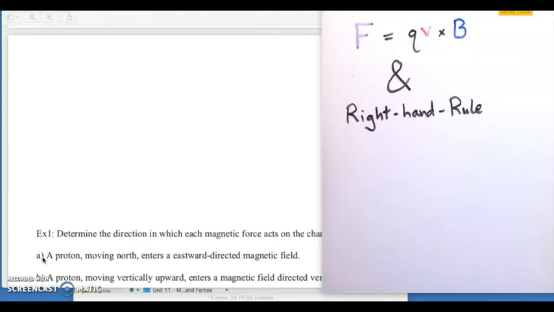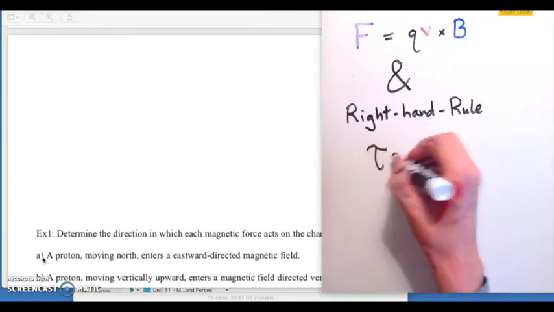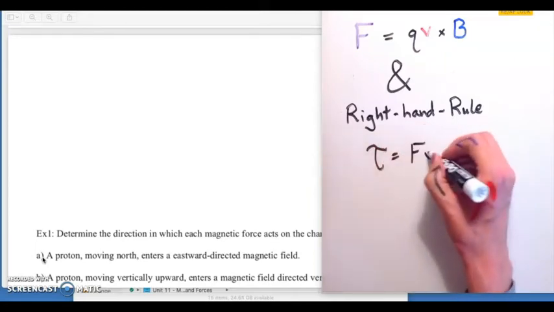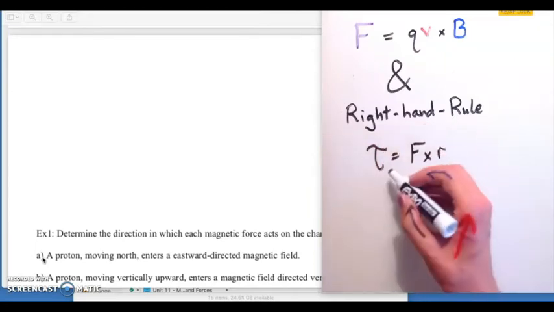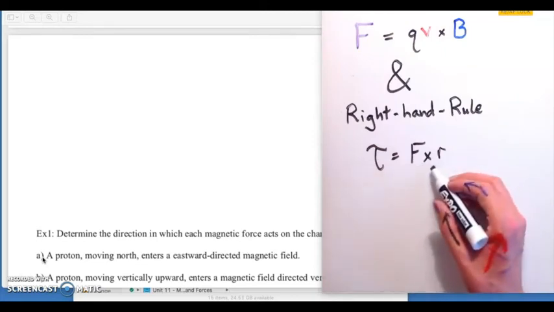That's right. You may remember them from somewhere else. The somewhere else is actually torque. When we talked about torque, we had F cross r. And the deal with torque, brief reminder, was that in order for there to be a torque, force and radius had to be at least a little bit perpendicular, right?